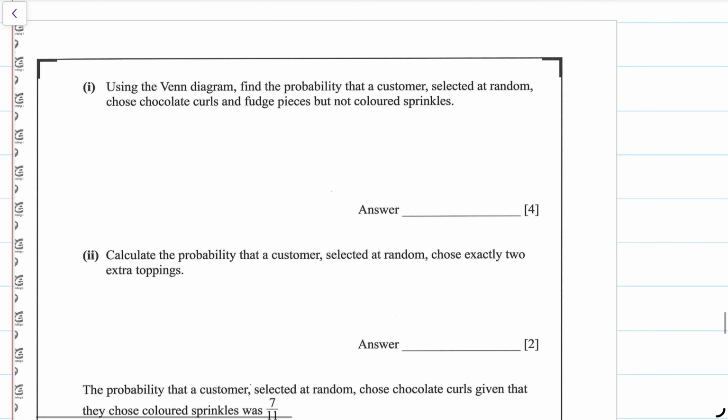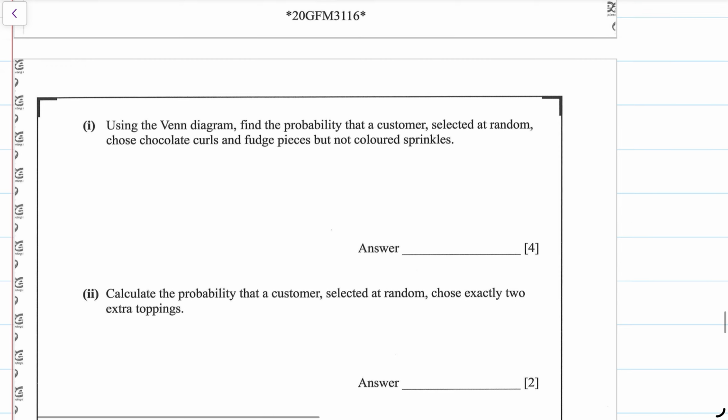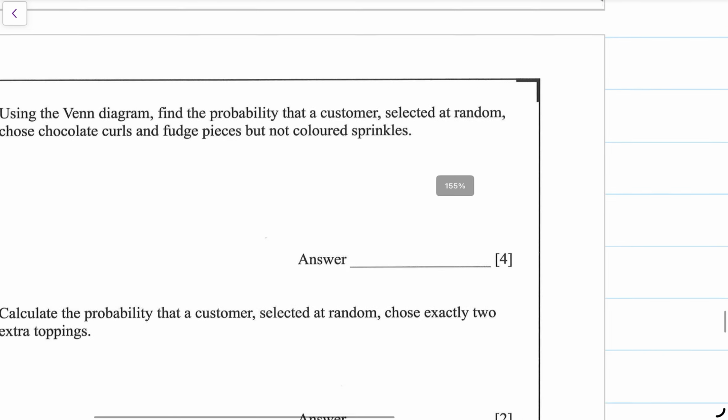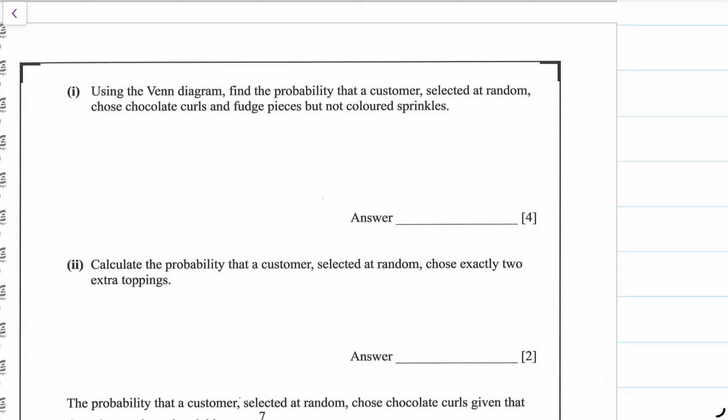It says using the Venn diagram, find the probability that a customer selected at random chose chocolate curls and fudge pieces, but not coloured sprinkles. What on earth? Right, chocolate curls and fudge pieces, but not sprinkles. That was this bit here. We've already got this. Happy days. So it was find the probability. There were 14 people out of 100. Let's just write that as 7 over 50, but we'll also write it just in case.